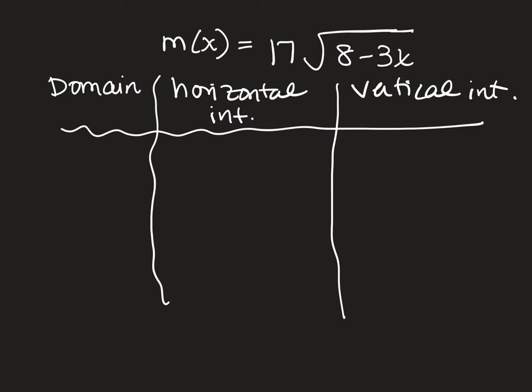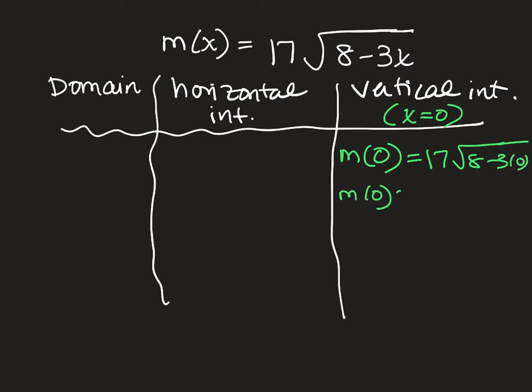So for my vertical intercept, we always know that we are going to plug in x equals 0, right? That's what it means to be a vertical intercept. So no solving involved here, just inputting, simplifying and evaluating. I'm going to plug in a 0, and I'm going to get 17 times square root of 8 minus 3 times 0. So let's do that arithmetic. We have 17 times, 3 times 0 is going to go to 0, and 8 minus 0 is 8.